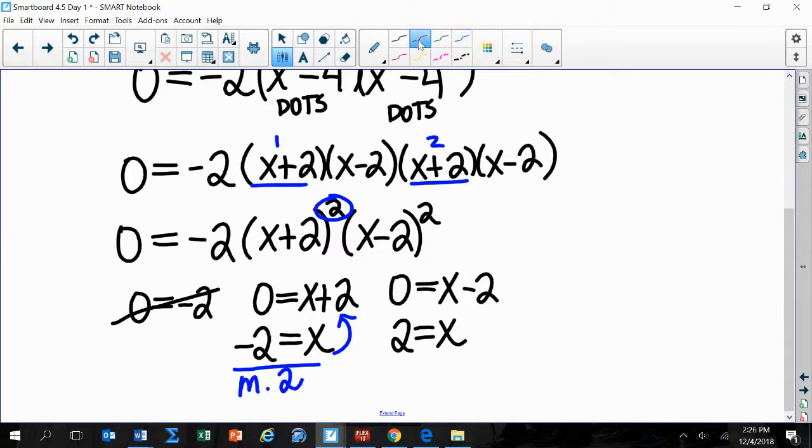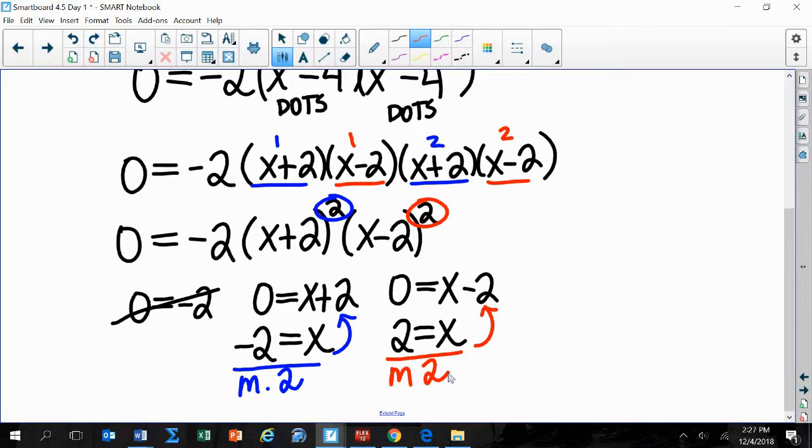What about positive 2? What was the factor? x minus 2. How many times did the factor x minus 2 appear? Twice. Right? x minus 2 appeared once here and once here. So this is a multiplicity of 2 as well. Okay, so I'm going to use that information to help me graph this expression.